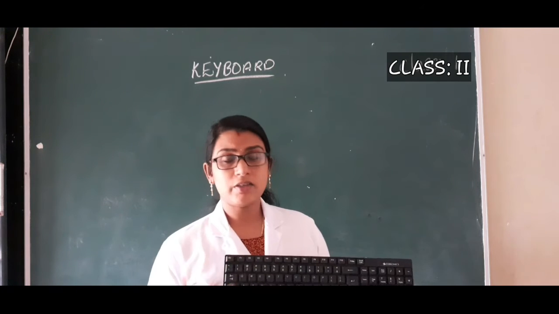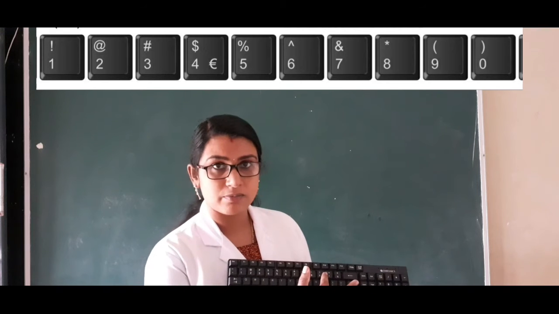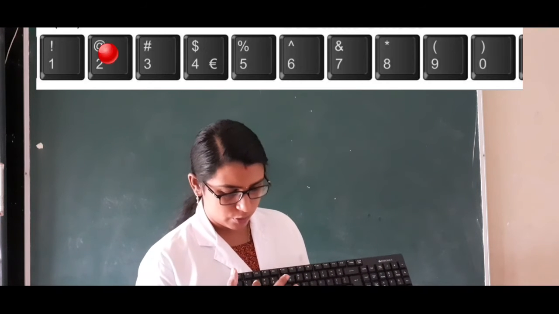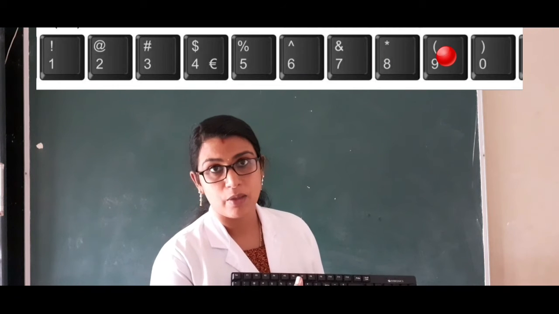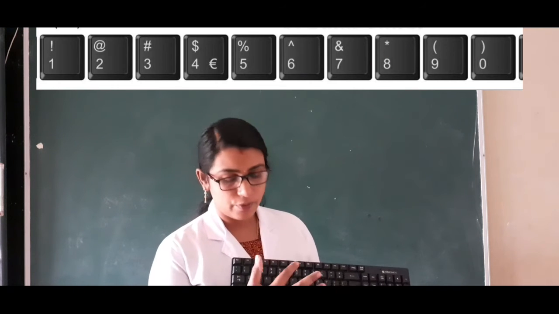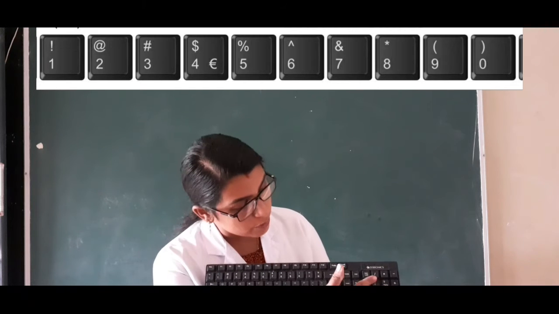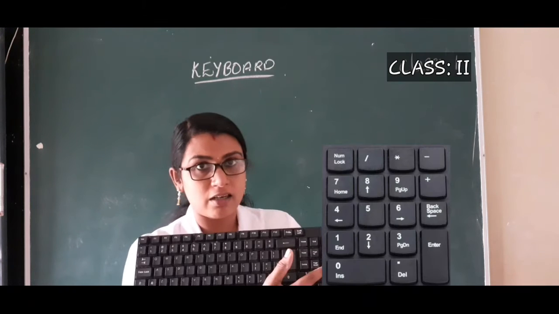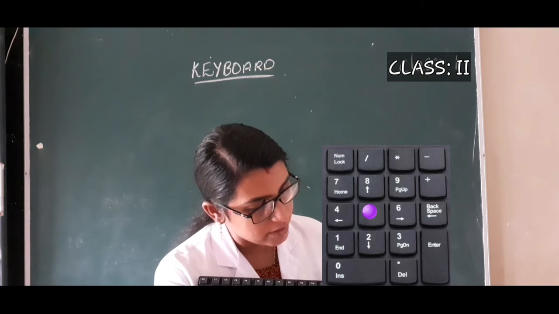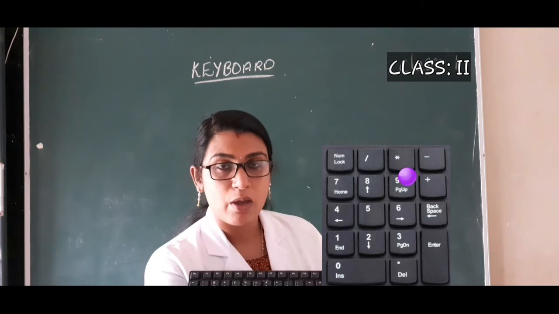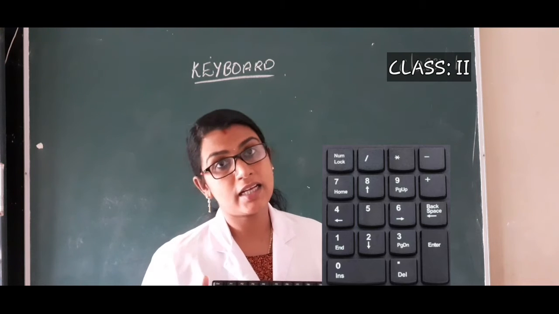Dear students, look here. You can see different numbers: 1, 2, 3, 4, 5, 6, 7, 8, 9, 0. Here also you can see the numbers 1, 2, 3, 4, 5, 6, 7, 8, 9. These keys are known as numeric keys.